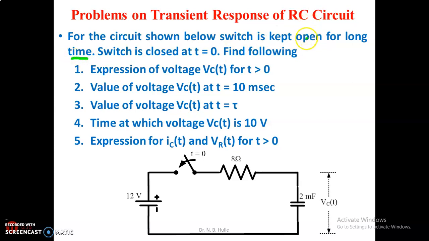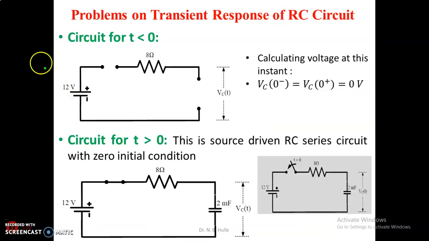This point itself indicates the circuit was in the steady state before switching. That is, the voltage across the capacitor will be at its maximum value, or this capacitor acts as an open circuit. We will analyze the circuit in two parts, that is, the circuit for t less than 0. For t less than 0, the switch is open and the steady state was reached. That's why I have shown the main circuit here. This capacitor acts as an open circuit because in the steady state the capacitor acts as an open circuit.